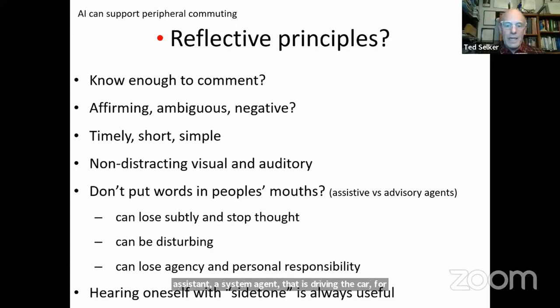And the real question is, if it does things for you, does it lose subtlety? Does it stop you from thinking if you are delegating? Does it disturb you? Does it get you off topic? And then the real question I like to think about is agency. I want people to feel personal responsibility and have agency. So I go back to this idea of side tone that I was talking about earlier.